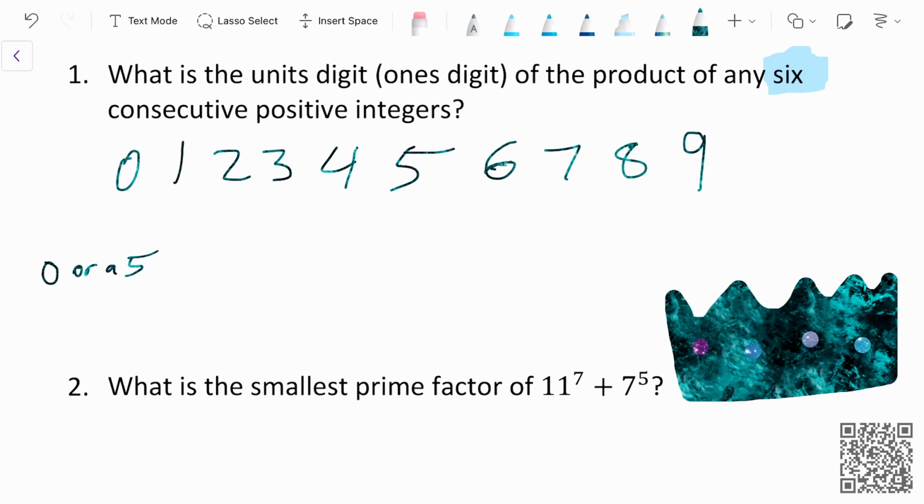It works with anything, because since we are working with the ones digit here, even if you go into the hundreds, it would still have all these 10 numbers as its ones digits. It just cycles back over all over again. So the units digit of the product of any 6 consecutive positive integers is always going to be 0.